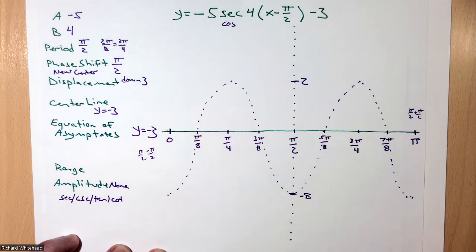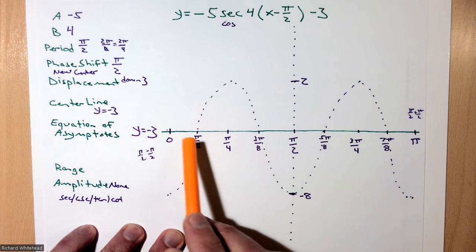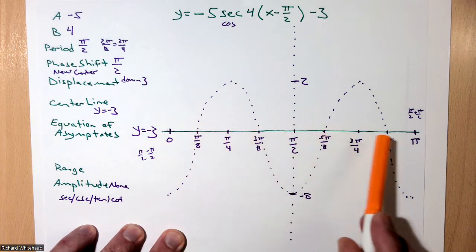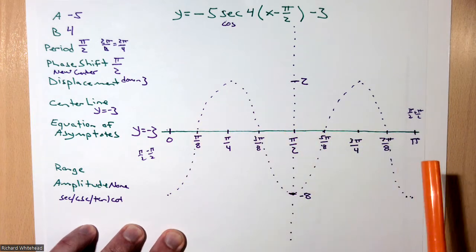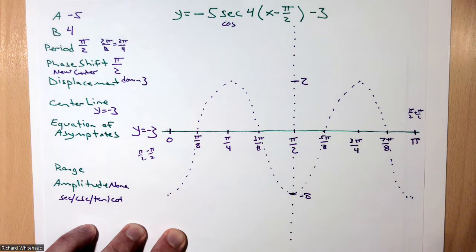Once again, we're in the same situation though. Wherever the cosine curve crosses the center line, the secant curve doesn't exist. Okay, once again, you say, I don't believe you. That's crazy. Okay, let's prove it.